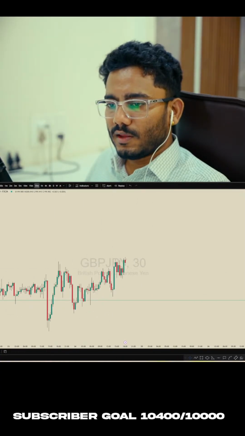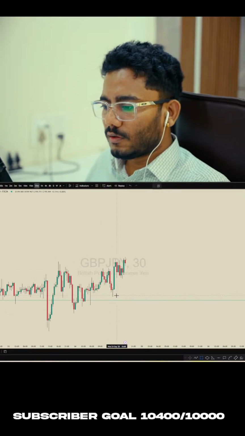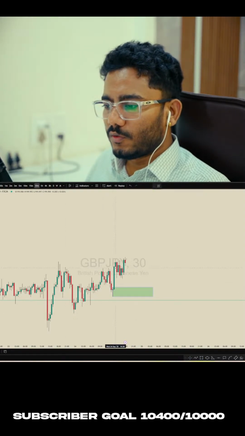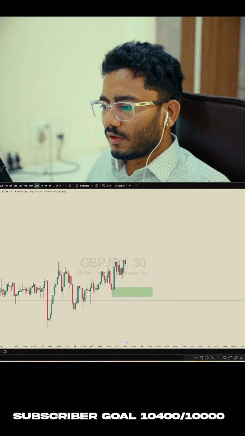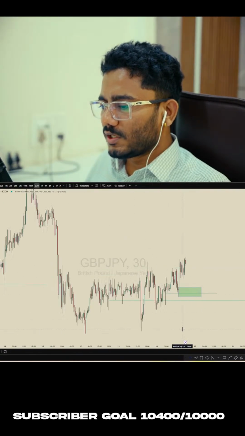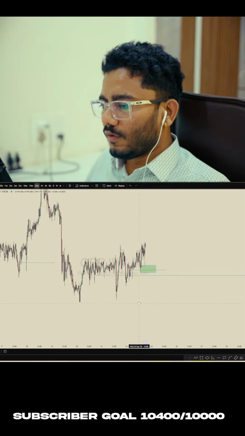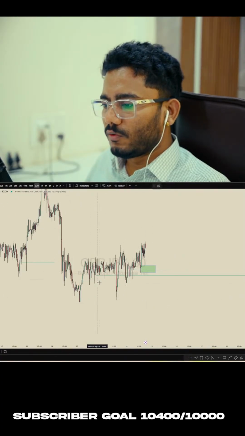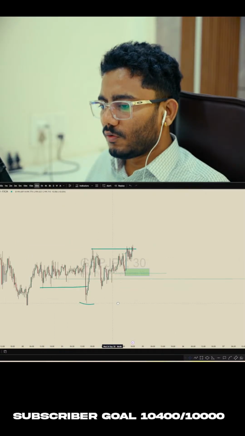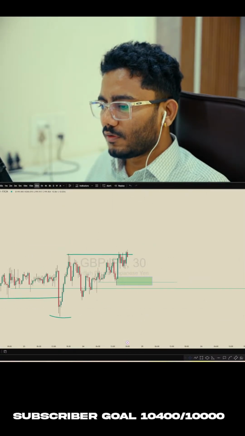On GJ, we have this entry, but the order block is not clear here. So this is the order block which took out the liquidity from this low, and we got the structure break. It also swept this liquidity, so it's forming a Quasimodo pattern. And we have this huge sweep of liquidity and structure break. So it's clear that now it's going to the upside direction.